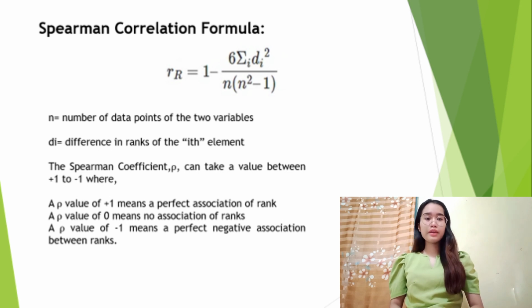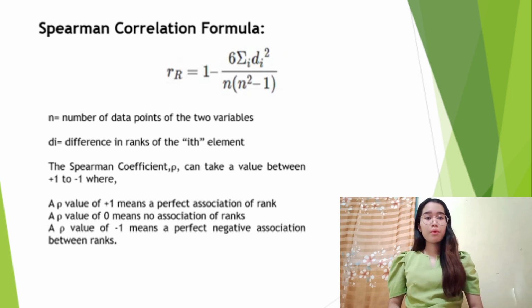This is the Spearman correlation formula. Here n equals the number of data points of the two variables, di is the difference in ranks of the ith element. The Spearman coefficient rho can take a value between +1 to -1, where a rho value of +1 means a perfect association of ranks. A rho value of -1 means a perfect negative association between ranks. The closer the rho value to 0, the weaker is the association between the two ranks.